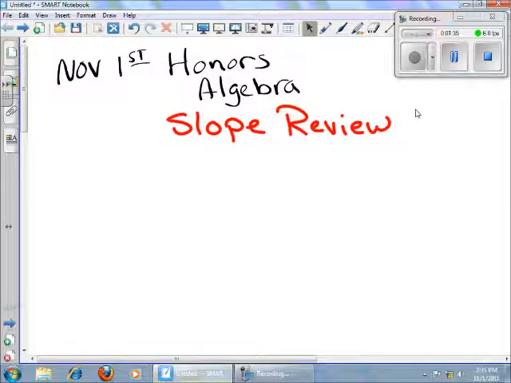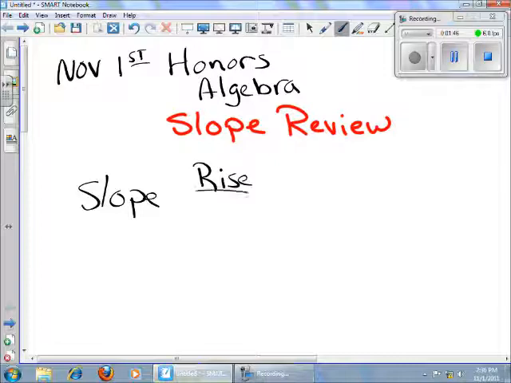All right, so our slope review. Let's start off by remembering what slope is. We define slope as the rise over the run. And remember, your rise number refers to your y's, the vertical change. The run refers to the horizontal change, or the x's. We also called it the change in y's over the change in x's.